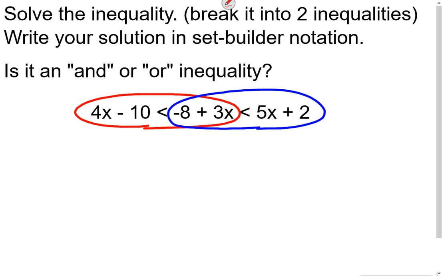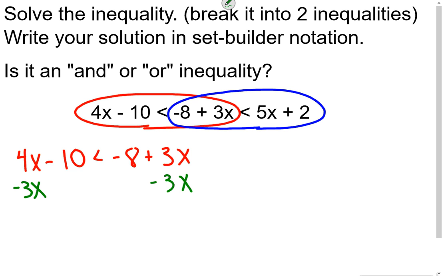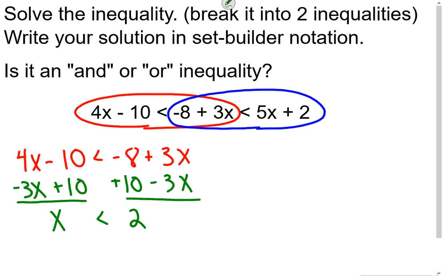So I'm going to start with the red one. 4x minus 10 is less than negative 8 plus 3x. I'm going to get all my variables to the left side, and I'm going to get all my constants to the right side. Now, if you like to take this and solve it as two steps, that's just fine. So now we have x is less than 2.